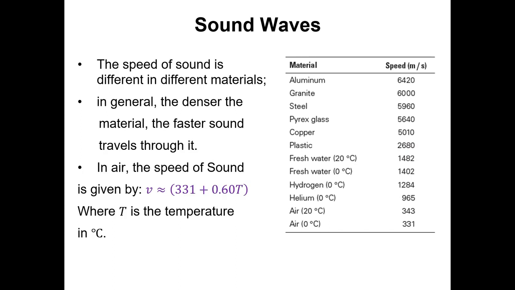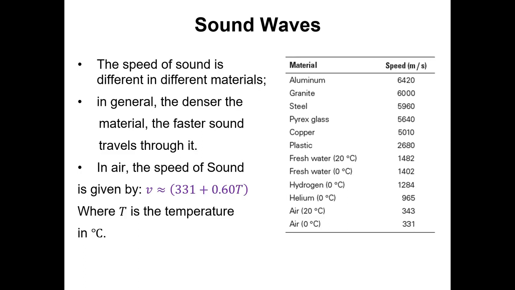Remember, the speed of light is 3 times 10 to the 8, 300 million meters per second. So the speed of sound is just a few thousand, whereas the speed of light is a few hundred million meters per second. So anyways, the speed of sound is in the thousands of meters per second.